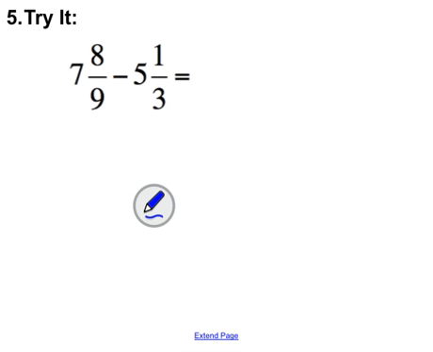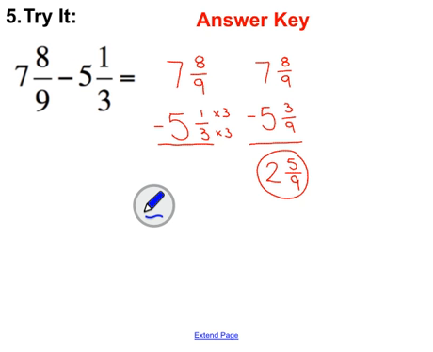Time for you to try one. Line up your problem vertically, pause the video, and then hit play when you're ready to check your work. Your answer for try it number 5 should be 2 5/9. If you need to check your work, don't forget you can pause the video.